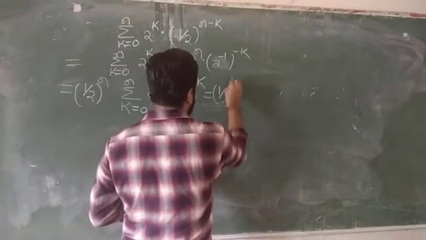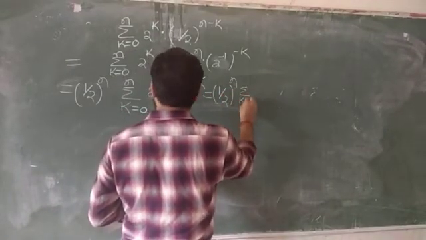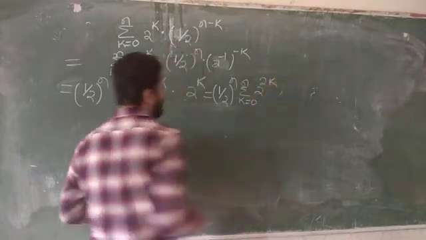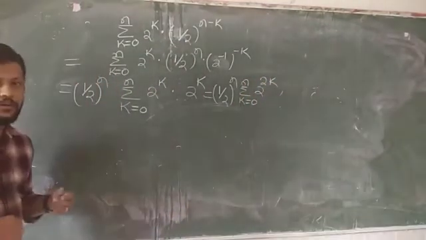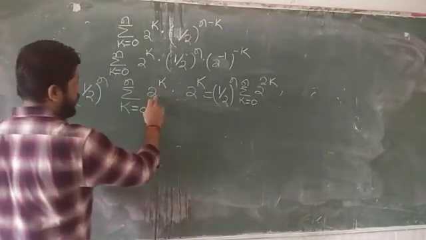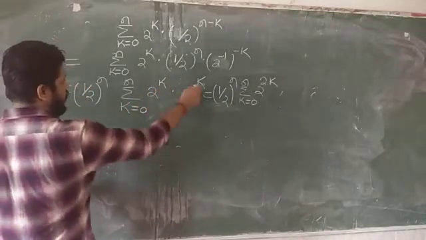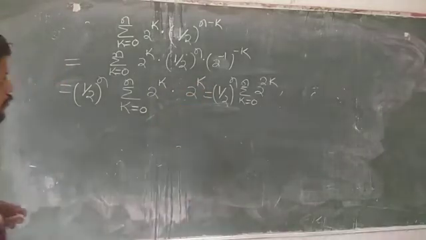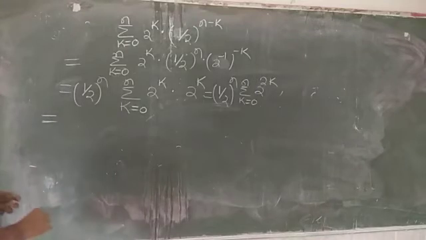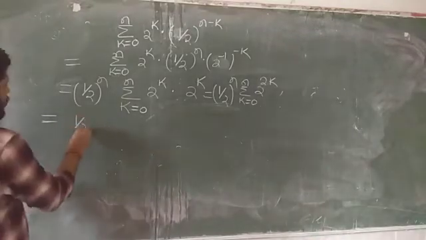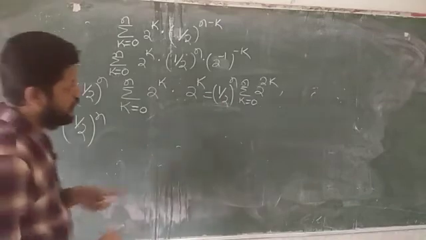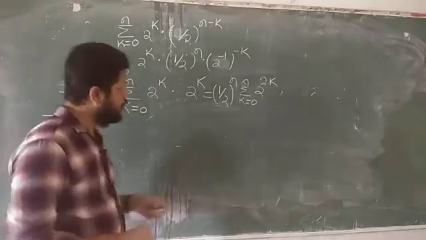half to the power n summation of k is equal to 0 to n 2 to the power 2k, because the base is same, hence the power got added, that is 2 to the power 2k. So that is equal to half to the power n. This summation we have to now open.